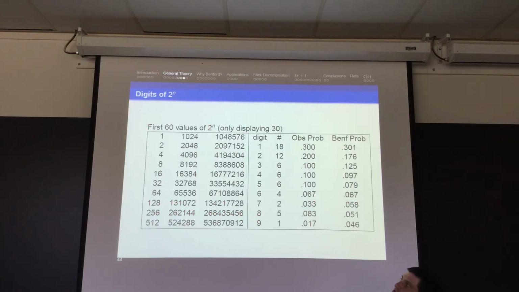Okay, so let's look at digits of 2 to the n. Often the rate of convergence matters. So I calculated the first 60, but because the numbers are getting large, I'm only going to display the first 30. So here's how often I have each digit. Here's the theoretical predictions. Here's the observed values. Good fit, bad fit. What do you think?